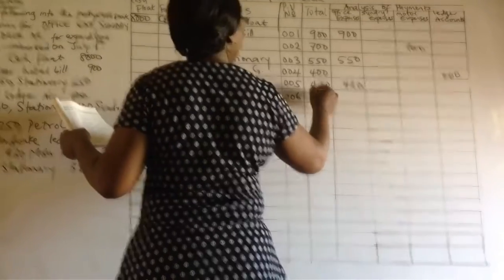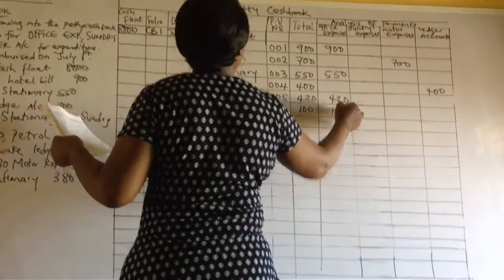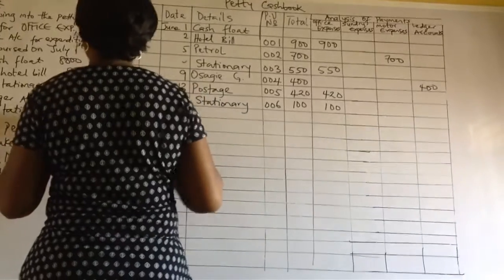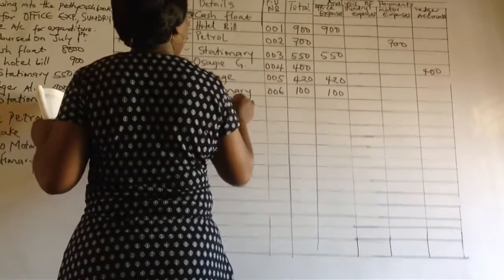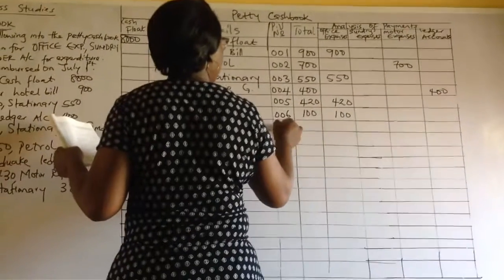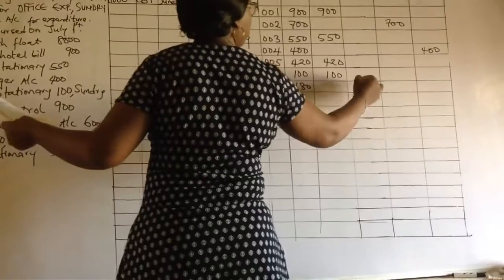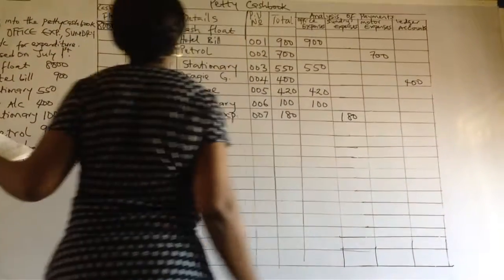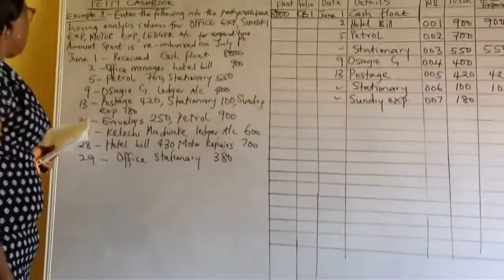006, 100 naira. Comes to office expenses also. The same on the 13th, you have sundry. Sundry expenses 007, 180, sundry column 180. That is for the transaction of on the 13th.